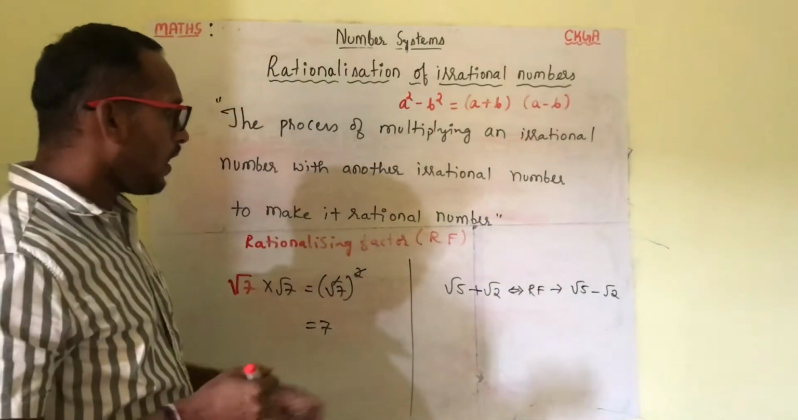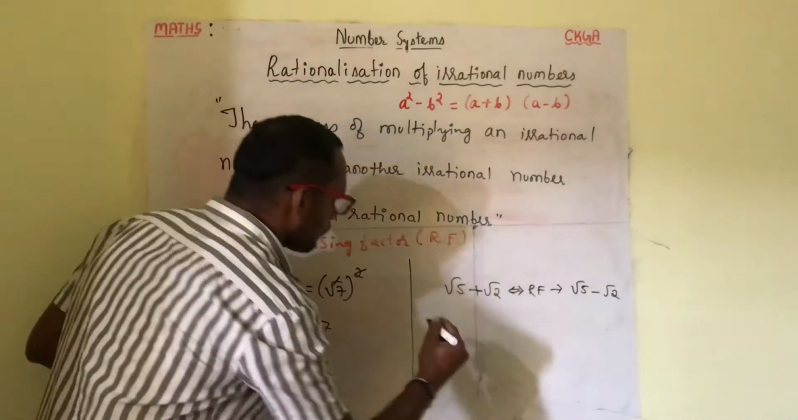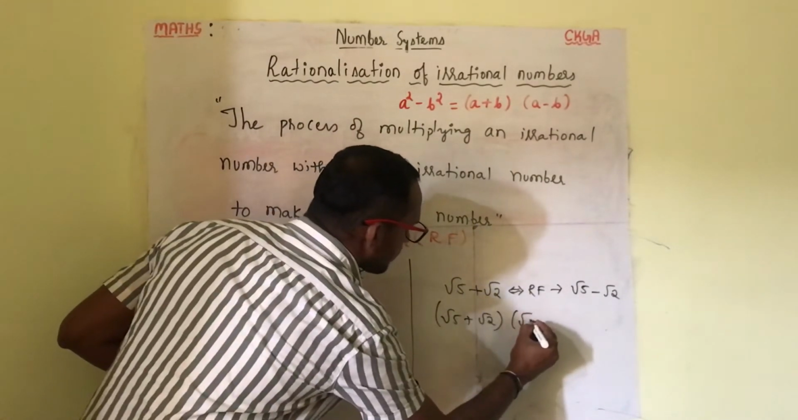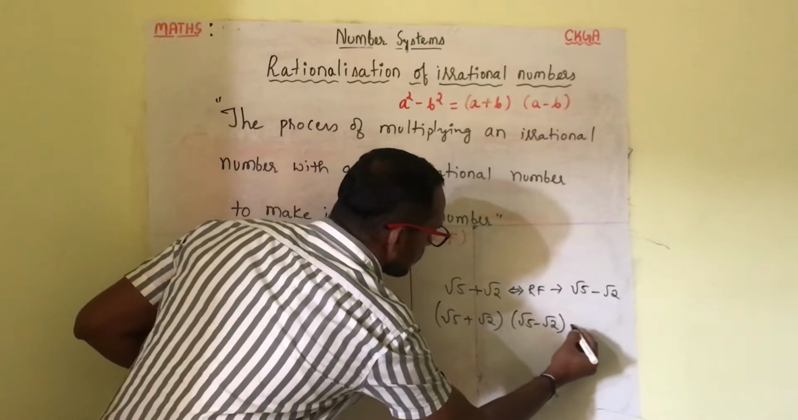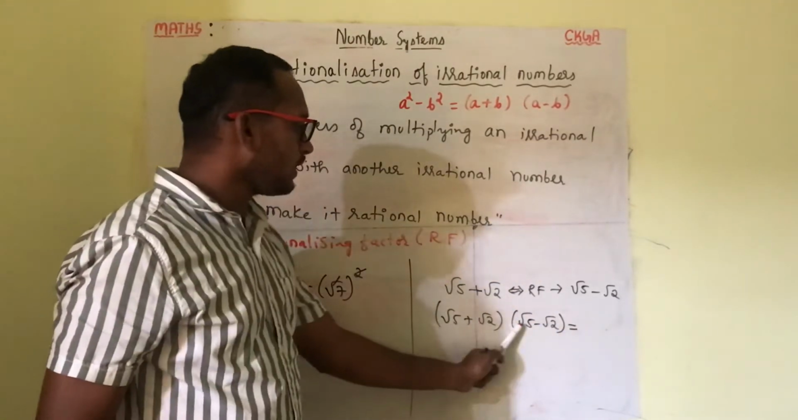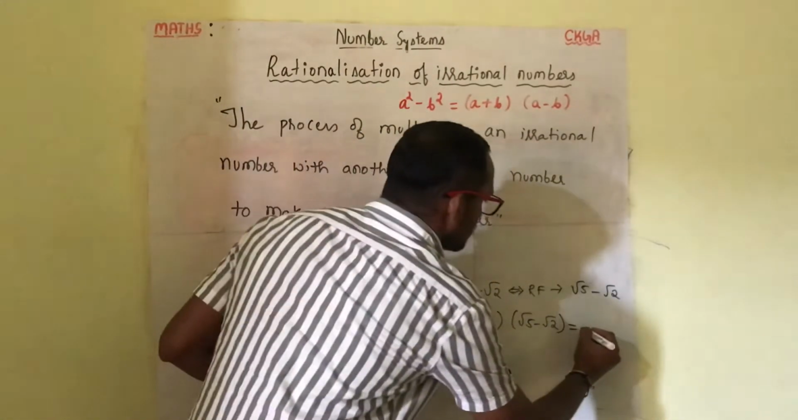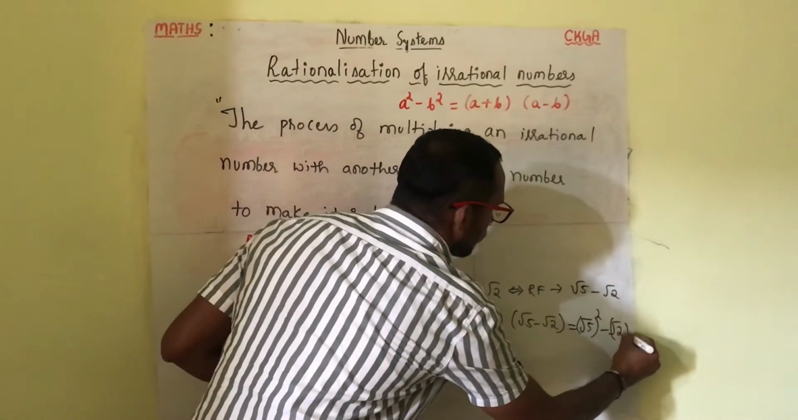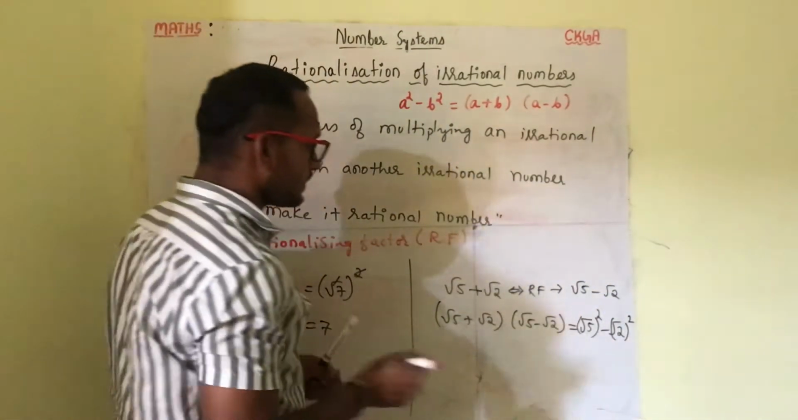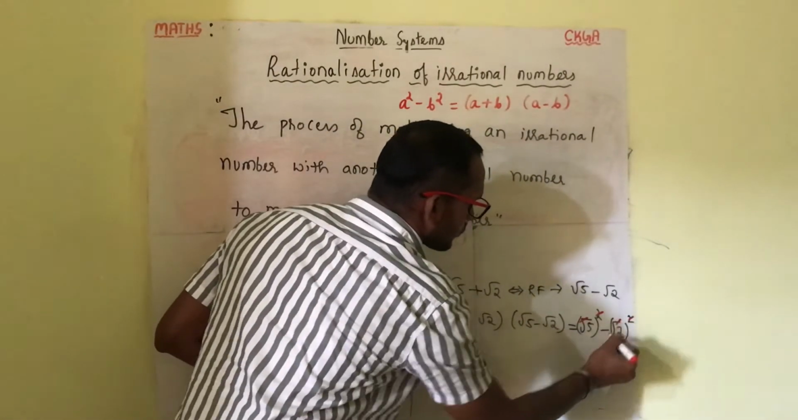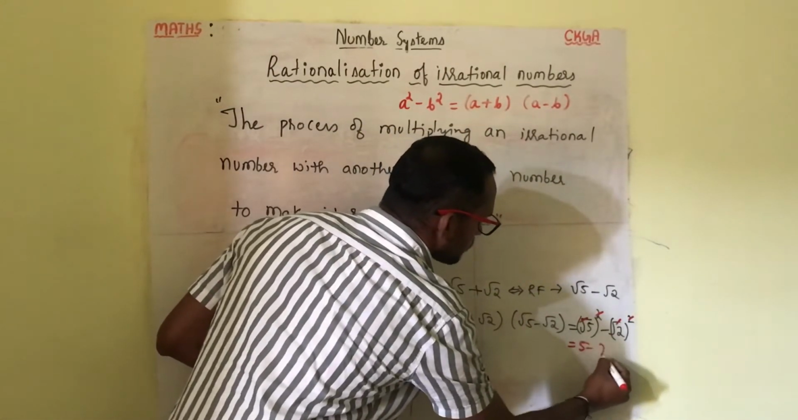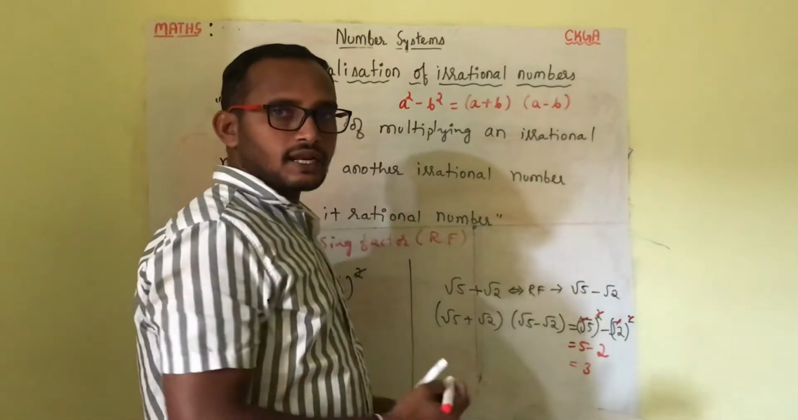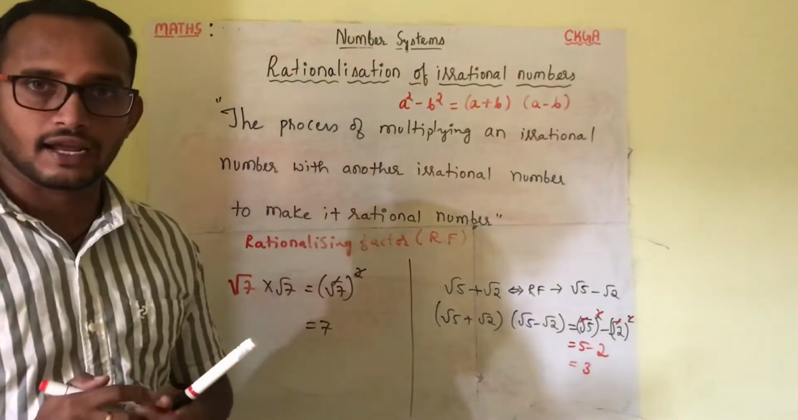Just multiply the RF with the general expression, that is root 5 plus root 2, and multiply with root 5 minus root 2. So what could you write? If there is a plus b into a minus b, you could write it as a square minus b square, that is root 5 whole square minus root 2 whole square. Square and square root you can detach. So finally what do you get? 5 minus 2, that is 3. So it is rationalized. That is the rationalizing of a binomial irrational number.